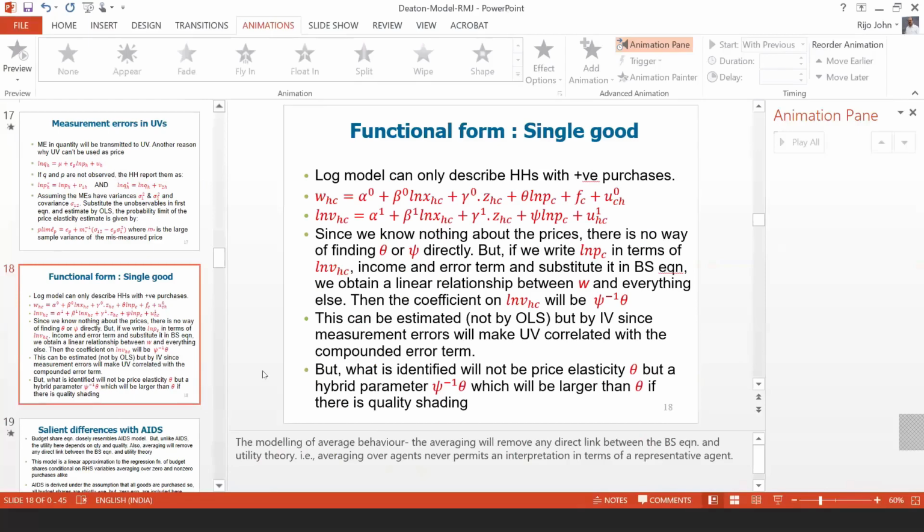In other words, if the prices were equal to unit values, then the psi coefficient should be tending towards 1, right? In which case the quality elasticity beta 1 should be close to 0, right? So this hybrid parameter is what we will be able to estimate through this process of substitution here.